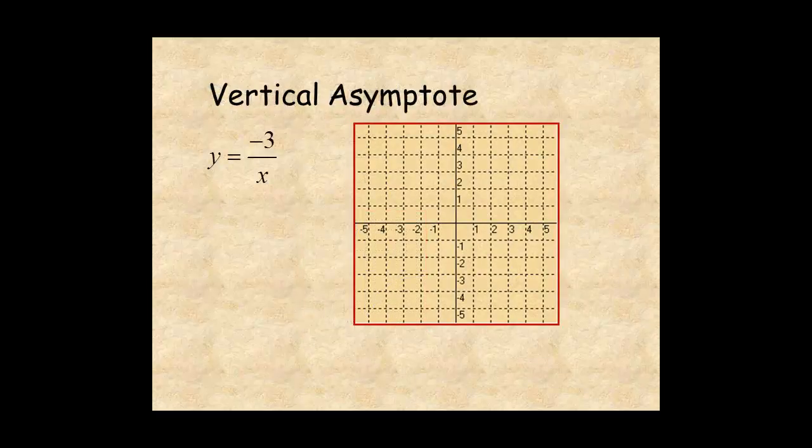The VA is the zero of the denominator. Set the denominator equal to 0 and solve. The VA for this function is the vertical line x equals 0, the y-axis.